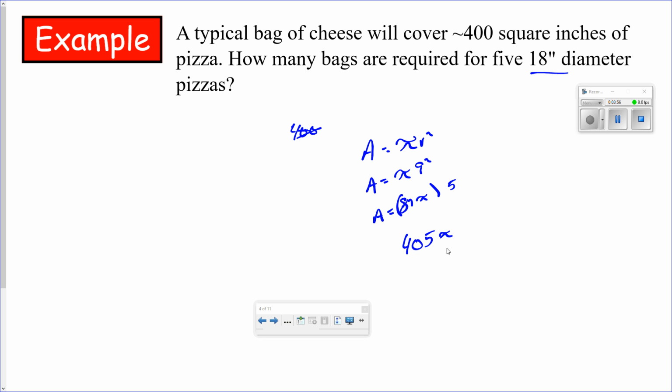I actually get 405 pi, which is approximately 1272.3 inches squared. The question is, if each bag does 400 square inches, how many do we need? If I divide that by 400, we get 3.18. So we better get 4 bags. You can't get part of a bag, so you better round up.